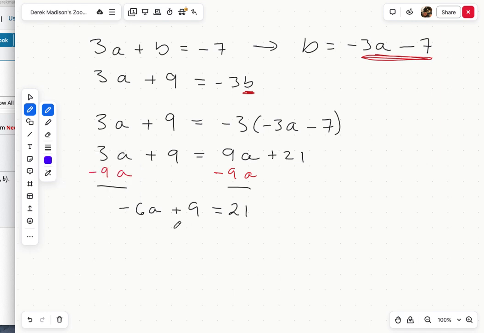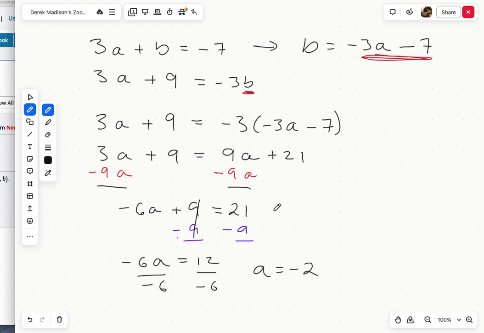And then we'll subtract the 9 over to continue to get a by itself. So negative 6a equals, that's gone, 21 minus 9 would be 12. And then we divide over the negative 6 and I have a. So it looks like a equals negative 2.